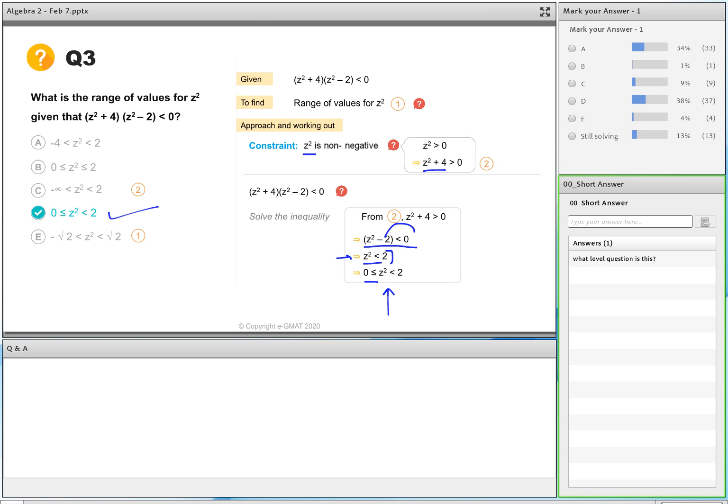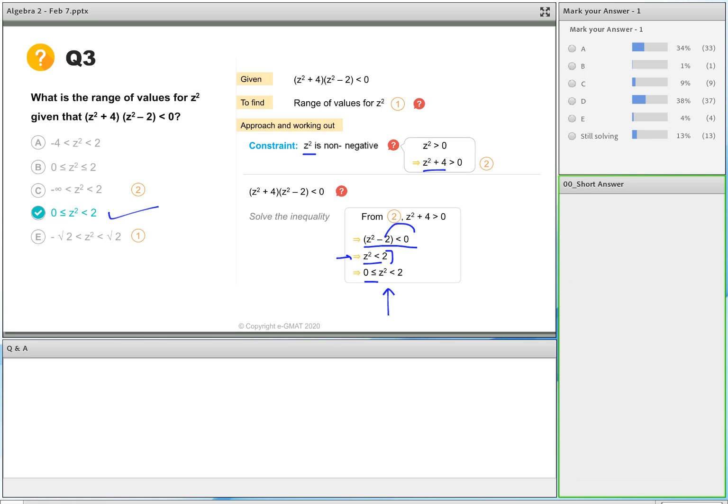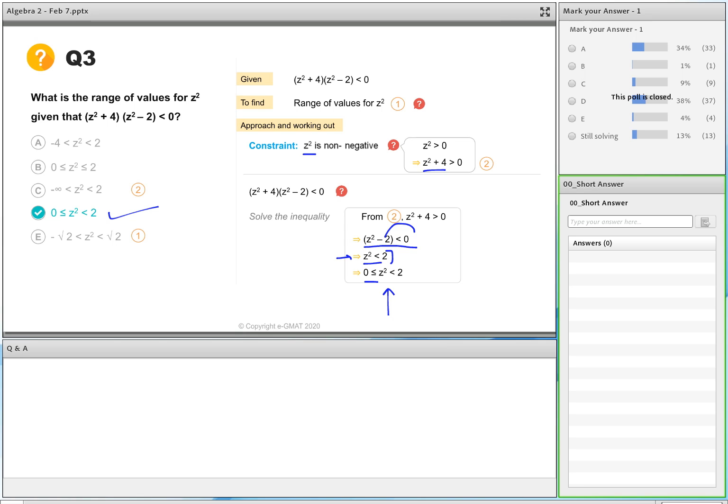The level for this question is somewhere around the 650, 670 range, right? I hope the solution to this question is now clear to all of you. Just give me one moment. Yes, I hope the solution is now clear to all of you. So with that, let's move ahead with the next question. Please mark as still solving. We would move ahead to question number 4.